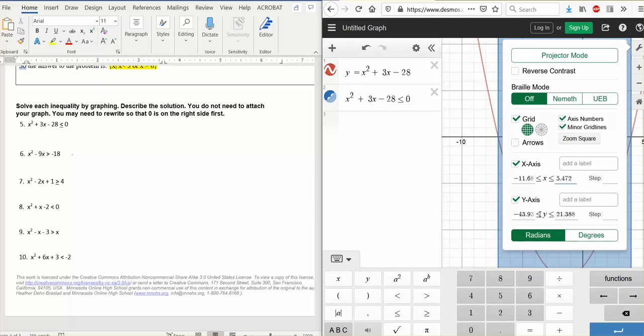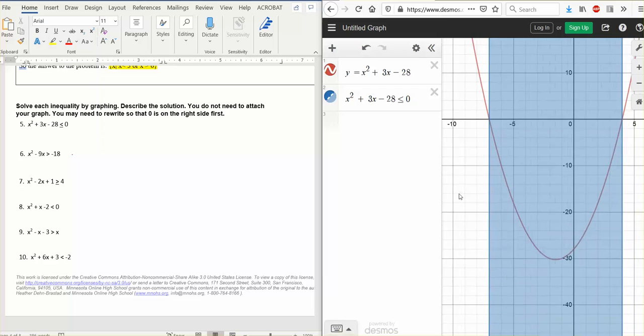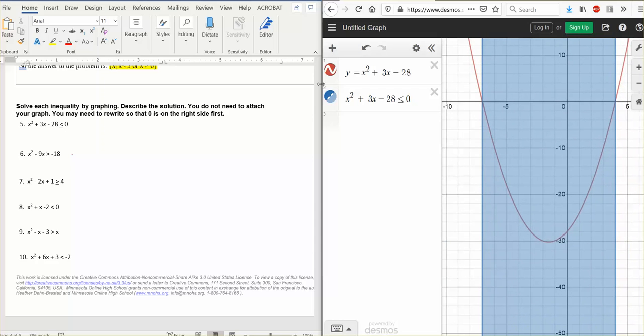That's a little better. All right, so I can see that this parabola is less than or equal to 0. That means below the x-axis down here. So when does that happen? That happens between -7 and 4. That's when this line is below the x-axis and in the shaded region. So we're looking for when that line, that parabola, is in the shaded region.